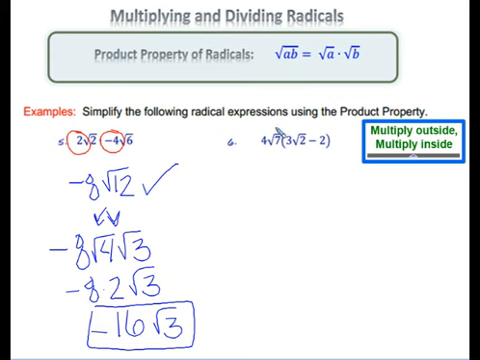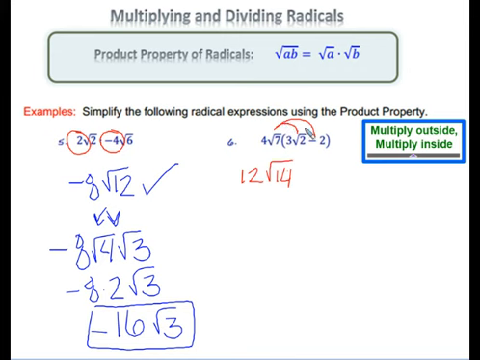All right, so let's talk about some distribution. We have this radical term on the outside. We want to distribute it into the parentheses, and we're going to keep this idea of multiply outside, multiply inside. 4 times 3 can give me 12. 7 times 2 can give me 14. All right, so there's my first little swoosh.